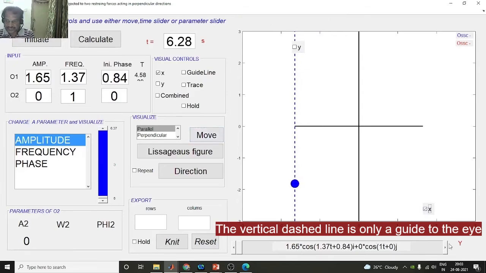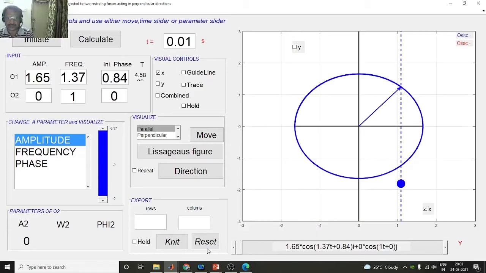Now its representation in geometric form, or e power j omega t, would look something like this. So at t equal to 0, this is the time slider. At t equal to 0, we have a vector whose length is equal to 1.65. This angle is 0.84 radians. And in textbooks we find this. So the oscillation is represented by a vector which is rotating at the same frequency as this. So if this harmonic oscillator makes 10 oscillations per second, this would rotate 10 times in a second. So this is the initial phase.